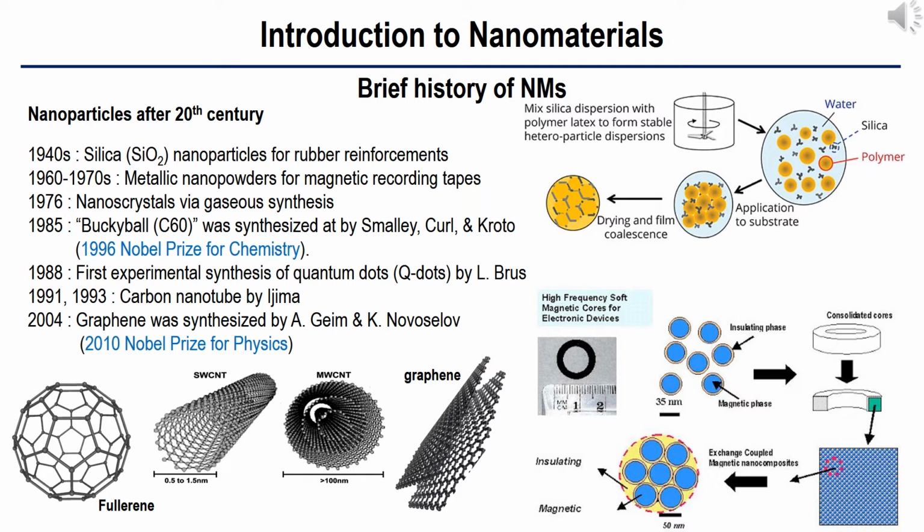In the 1960s and 1970s, metallic nanopowders for magnetic recording tapes were developed. As shown in the lower right figure, nanoscale metallic nanoparticles can be used for the high-frequency soft magnetic cores for electronic devices such as semiconductor-based power transduction modules. For the cores, a magnetic phase core is surrounded by insulating shells. Then, they are transformed into the consolidated cores, in which the core-shell nanoparticles are assembled into the confined geometry.